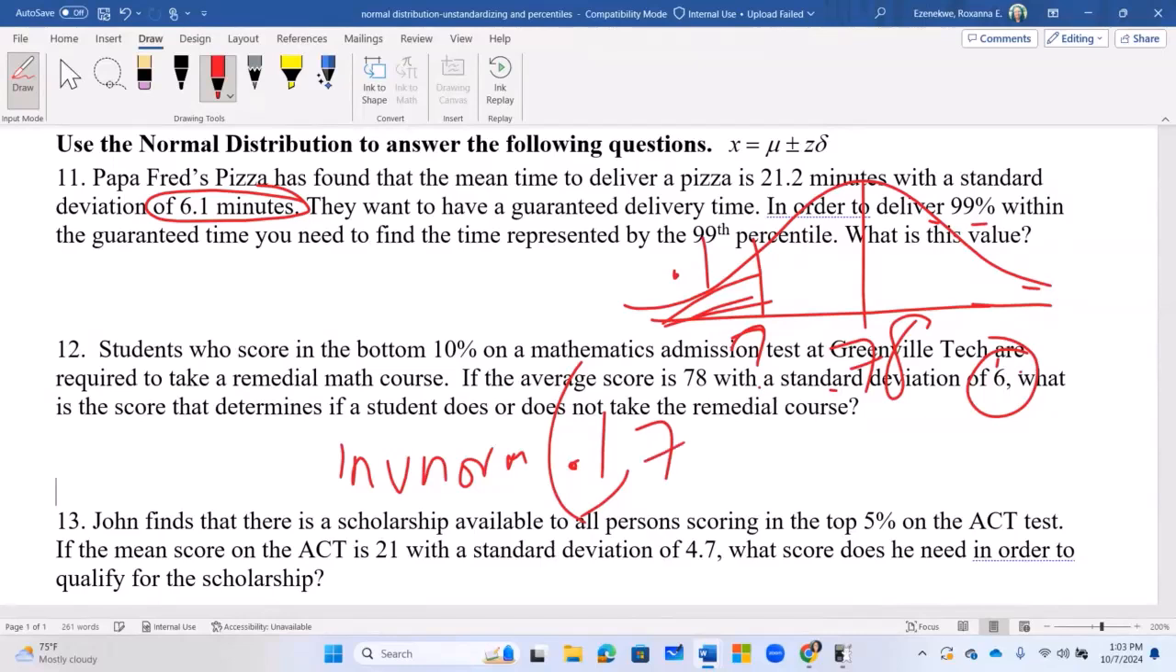And the mean is 78. Standard deviation is 6. This is raw data. That's one good thing about your calculator. You can actually calculate raw data. Okay, so I want to calculate the score you can get to not take a remedial course. So I'm going to go to my calculator and fill in what I have.